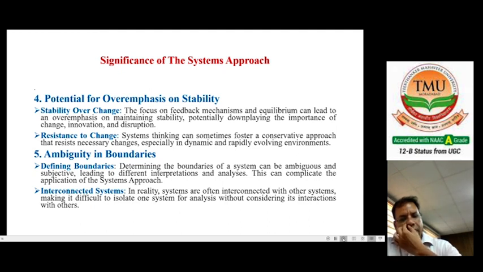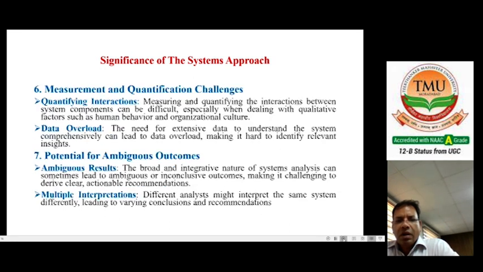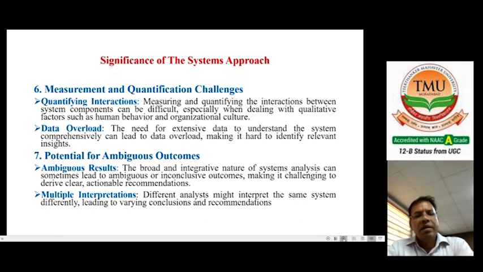Interconnected systems. In reality, systems are often interconnected with other systems, making it difficult to isolate one system for analysis without considering its interactions with the others. This is a very important part of the system approach. Now come to measurement and quantification challenges. Quantifying interactions: measuring and quantifying the interactions between the components can be difficult, especially when dealing with qualitative factors such as human behavior and organizational culture.